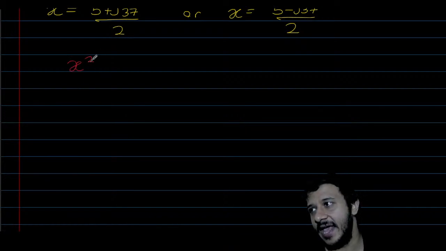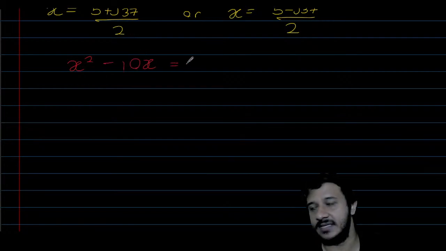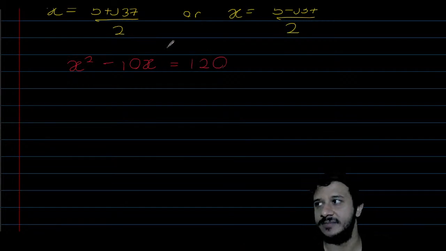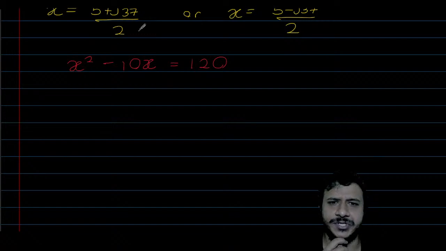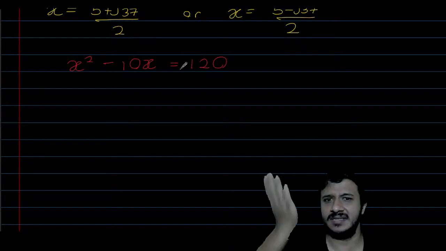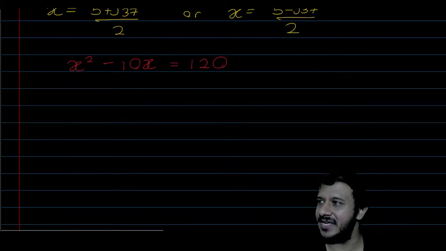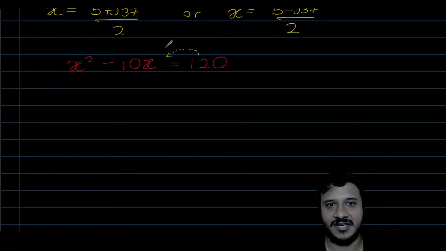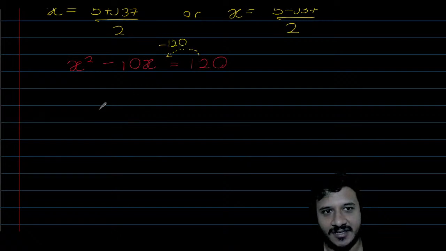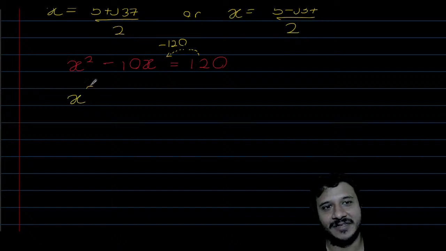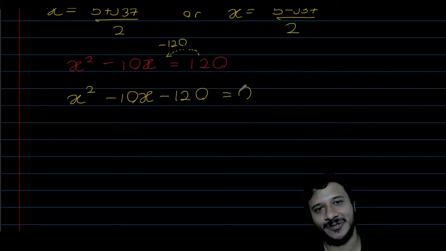So let's say that we got x square minus 10x is equal to 120. Now, does it look like a quadratic equation? Not really. Why? It should be ax square plus bx plus c equals 0, and the 0 is not there, so we have to make it look like that. So this positive 120 has to come to the other side as a negative 120. That will give us x square minus 10x minus 120 equal to 0.